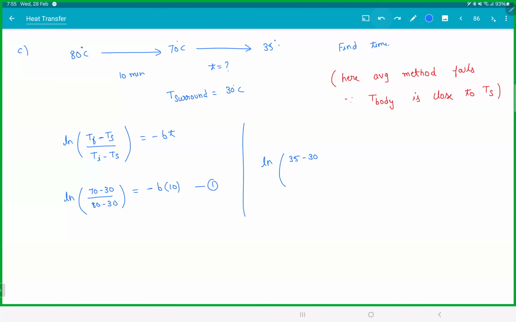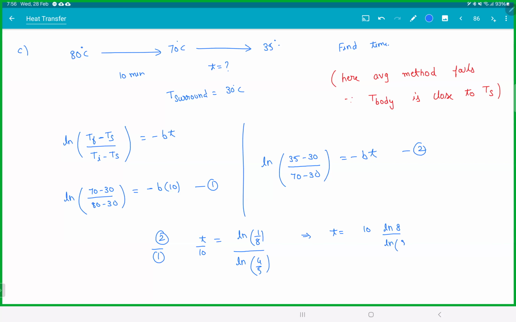Suddenly it becomes undefined. This guy would be 70 minus 30, T, and minus B into time. Divide them. Equation 2 by 1, you end up with time by 10 is equal to ln of 5 by 40, that is 1 by 8, by ln of 4 by 5. Clear? That's your answer. So we get T is equal to 10 ln 8 by ln 5 by 4.